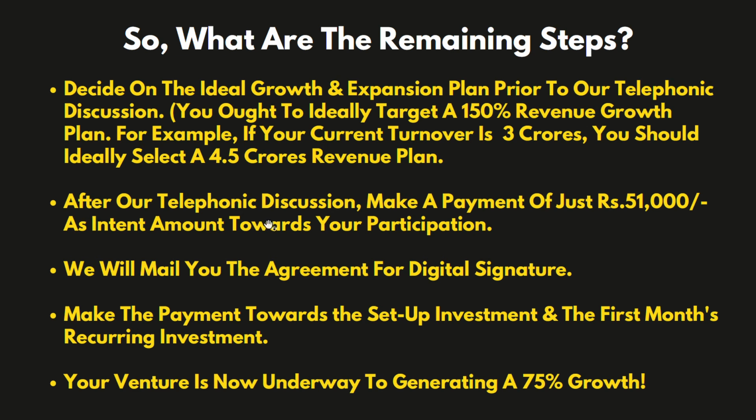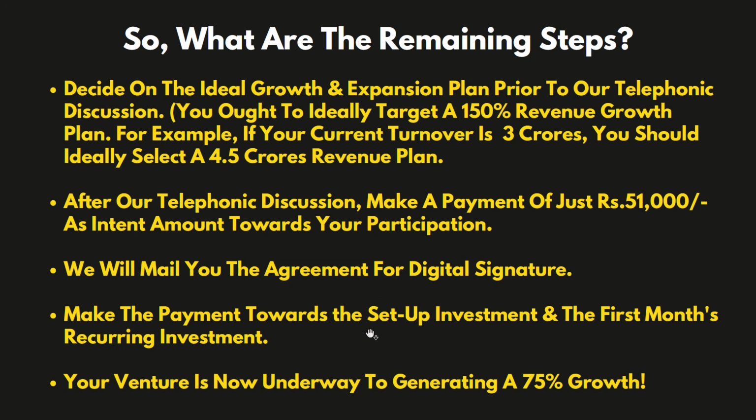Second is, after a telephonic discussion, make a payment of just rupees 51,000 as intent amount towards your participation. This is very, very important because we are setting up a system which costs a huge amount, close to about 65 lakh rupees in recurring expenses per month per branch. So we want to be very clear of our participants who are serious about joining, and so this intent amount is the first step towards confirmation of your participation. Once you've paid us the intent amount, we will mail you the agreement for digital signature. The agreement can be in tenure of 9 months. It's the minimum tenure of association, 9 months, but it can grow up to 3 years and even more.